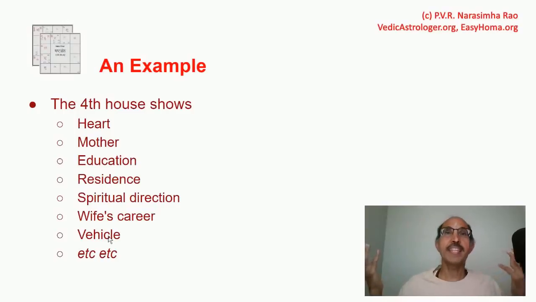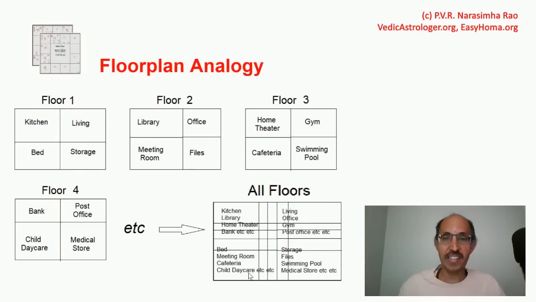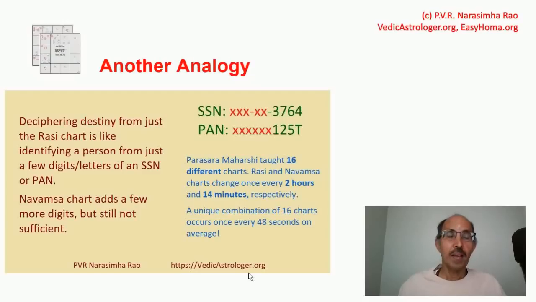So suppose there is an affliction in the fourth house. There is a problem in the fourth house. Which of these will suffer? It's so difficult to basically deduce, just like here. Let me give another analogy.